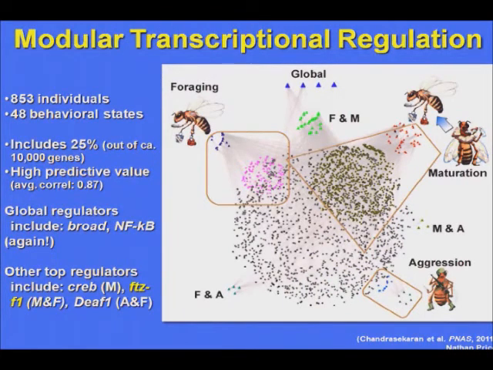Another way to look at this, and giving us a very similar picture, was to create a brain transcriptional regulatory network. So we've done a large number of gene expression analyses, as I've just mentioned. We've done even more than I've just mentioned. I've touched upon in the previous slides the analyses having to do with behavioral maturation. We've also looked at various behavioral states associated with foraging and behavioral states associated with aggression. Altogether, we cataloged the brain gene expression for 853 individuals, encompassing 48 behavioral states.